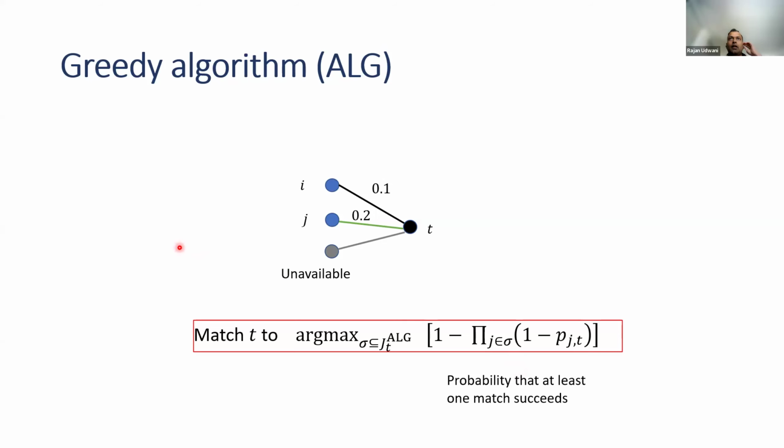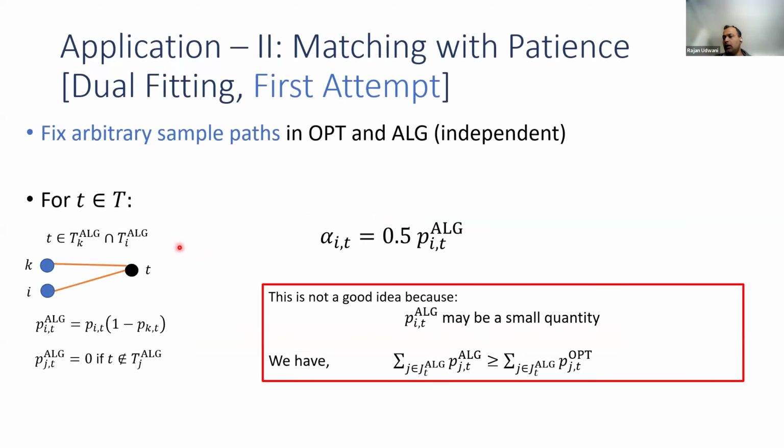All right. So now that the arrival may be matched to multiple resources, it will be a bit more natural to use alpha IT. So let's make a first attempt at dual fitting. This one will fail, but we'll then fix it with some small change. In the first attempt, again, we are going to think of arbitrary sample paths in opt and alg, and the sample paths are independent.